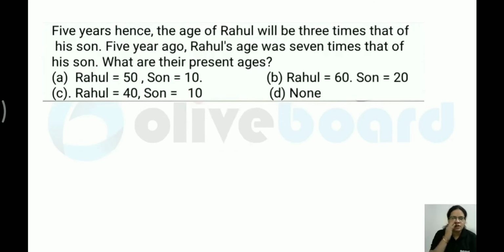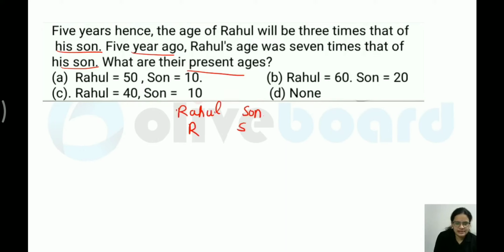Now let us solve a few questions based on words. 5 years hence the age of Rahul will be 3 times that of his son. Okay, and 5 years ago Rahul's age was 7 times that of his son. What are their present ages? Now let me assume their present ages are Rahul and son. Suppose this is R and this is S. Now this is the present value. When I am saying 5 years hence, so plus 5, this will become R plus 5 and this will become S plus 5.